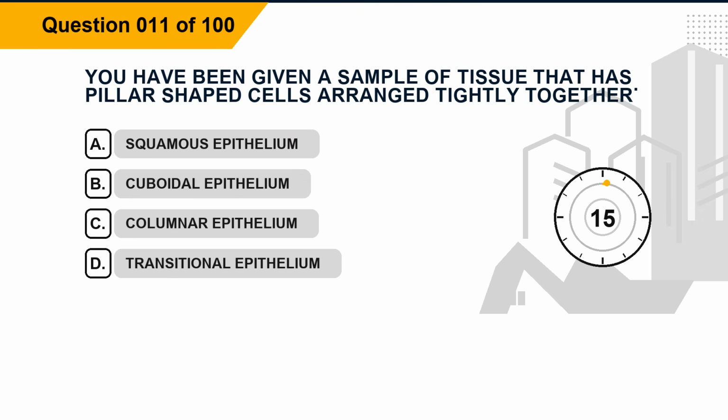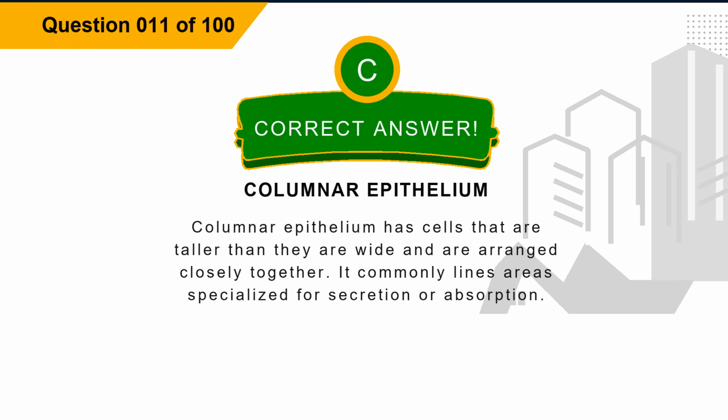Question 11. You have been given a sample of tissue that has pillar-shaped cells arranged tightly together. Option A, squamous epithelium. Option B, cuboidal epithelium. Option C, columnar epithelium. Option D, transitional epithelium. The correct answer is option C, columnar epithelium. Explanation. Columnar epithelium has cells that are taller than they are wide and are arranged closely together. It commonly lines areas specialized for secretion or absorption.